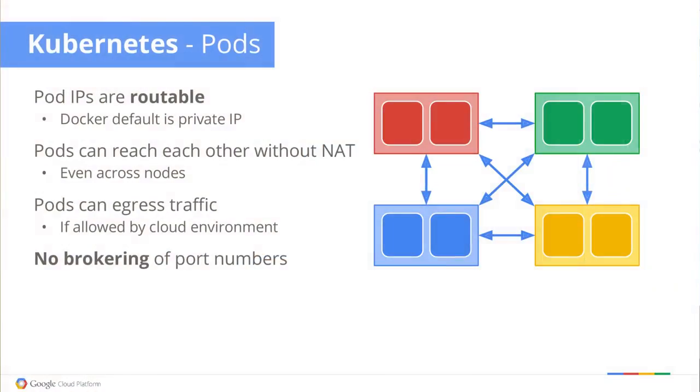So probably the most interesting part about pods is that they each have an IP. And this is an IP that is routable by the network fabric in the data center. So by default, Docker usually doesn't give you an IP. You have to do weird things, go through the host, export a port. We've done that before. We built that internally. It turned out not to be a great idea.